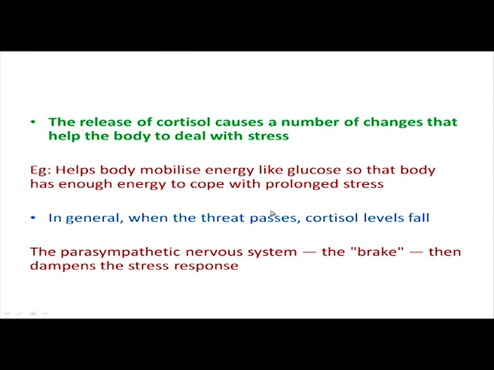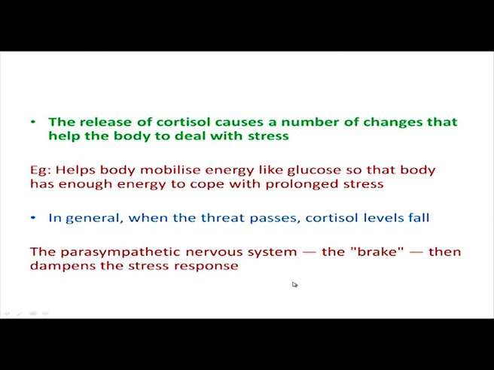Now, coming back to the HPA axis, we saw that the adrenal glucocorticoids, one of which is cortisol, are released, and the release of cortisol causes a number of changes that help the body to deal with stress. So, what happens? Cortisol also helps mobilize energy like glucose, so that the body has more energy to cope with prolonged stress. In fact, it also helps to break down fat metabolism within the body. In general, when the threat passes, the cortisol level falls.